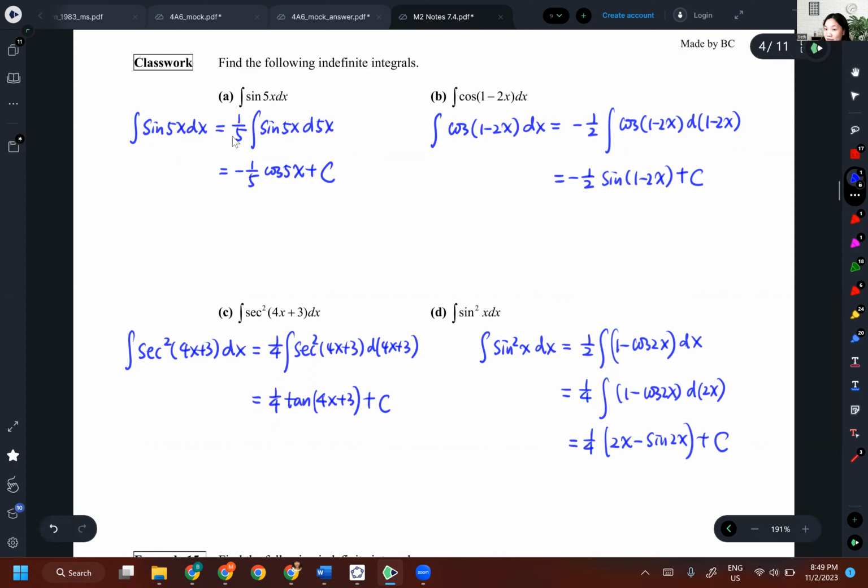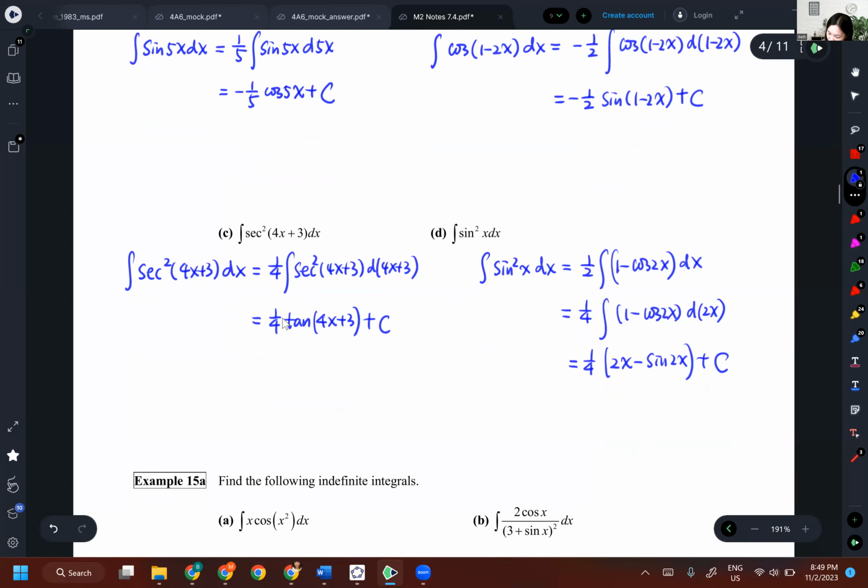Now you can take out 1 over 5 immediately, I think. The answer is negative 1 over 5 cosine 5x plus c. The second answer is negative 1 over 2 sine bracket 1 minus 2x plus c. The next one is 1 over 4 tangent. There's no square. The secant has a square inside, but here the tangent doesn't have a square. It's 1 over 4 tangent bracket 4x plus 3 plus c.